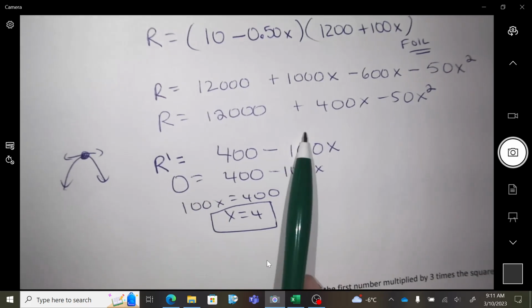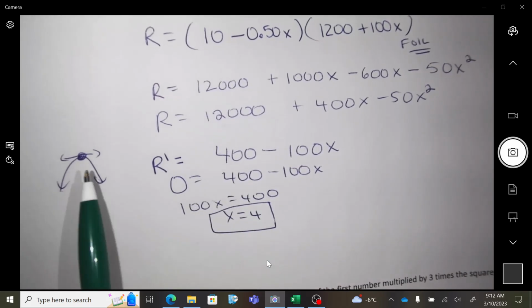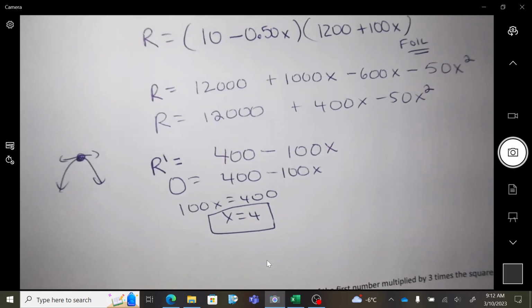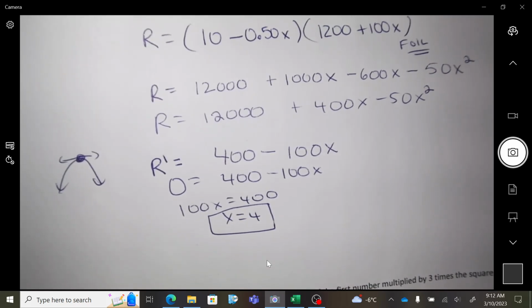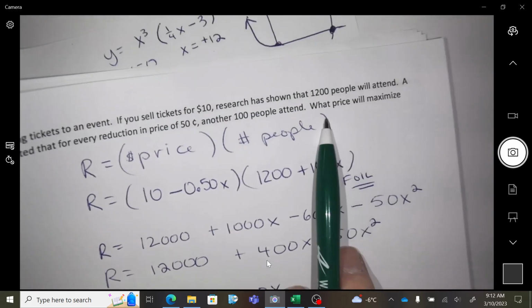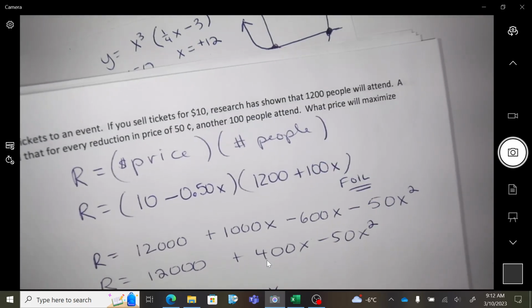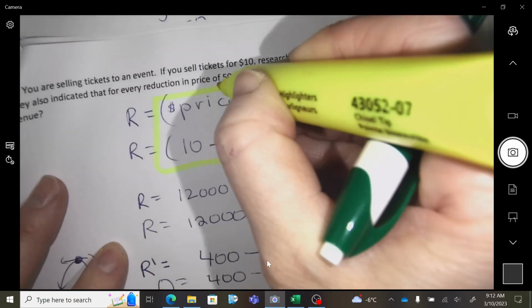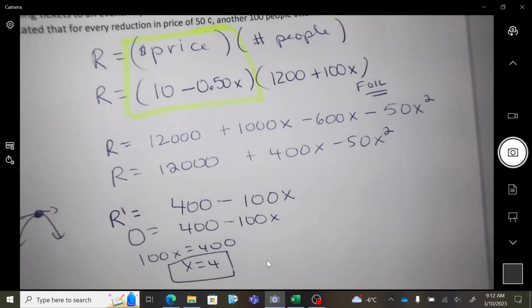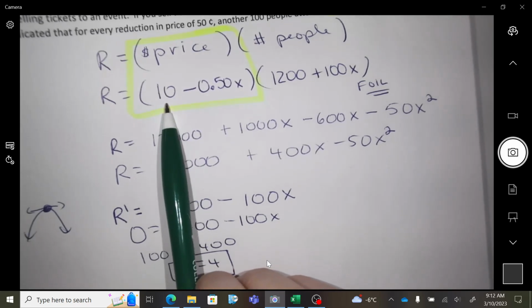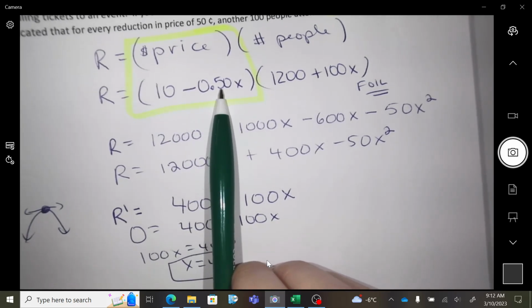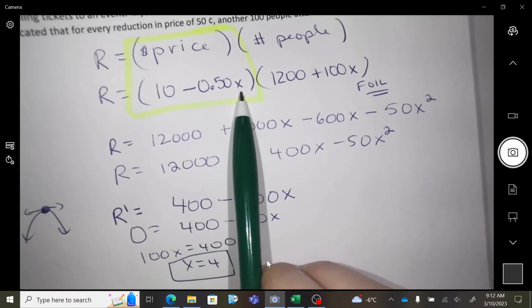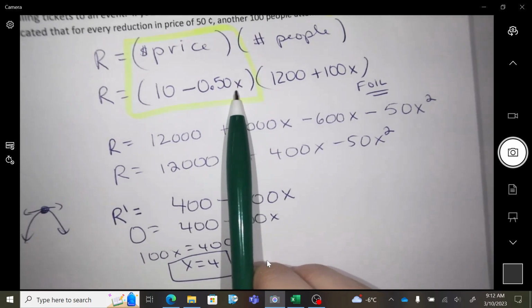So this is the derivative. So the slope of 0 means there's a tangent line. That's a max. Okay, what's our question here? What ticket price will maximize the revenue? So what price is here? So $10, subtract 50 cents 4 different times, right? That's the x value now.